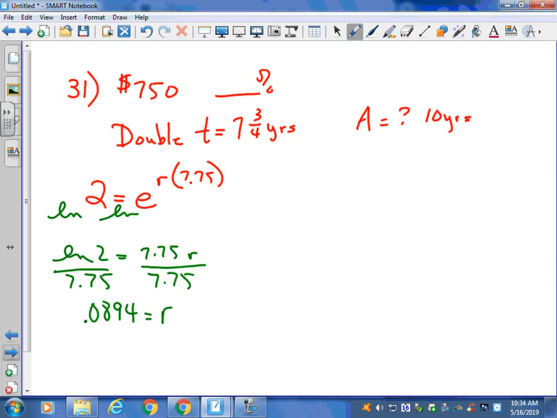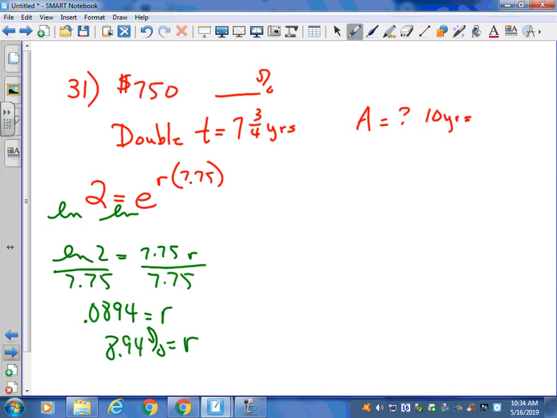Since we're doing 0.0894, that's going to give us 8.94% for R. You do need to change it to a percent because the answer to the question is what percent. Okay? But when you put it back in your formula, you're going to use the 4 decimal place.